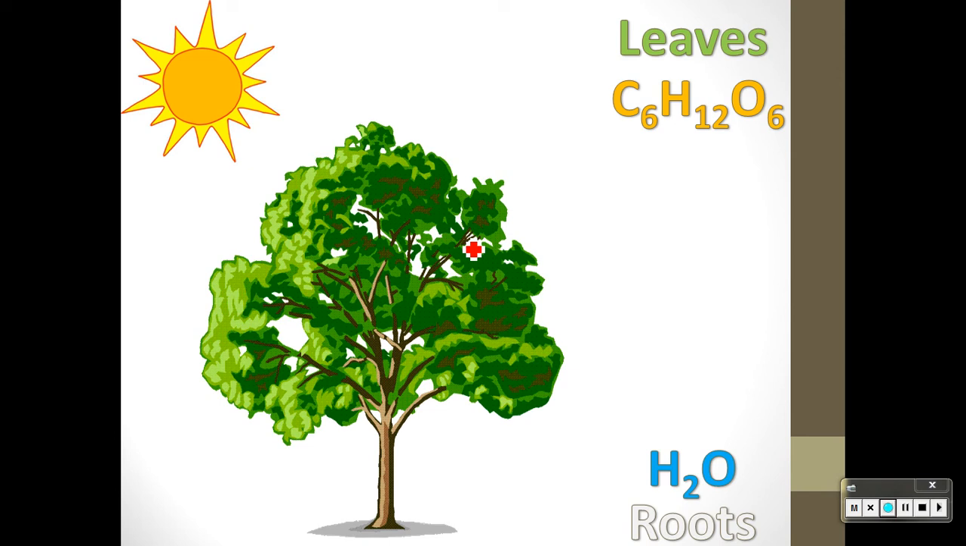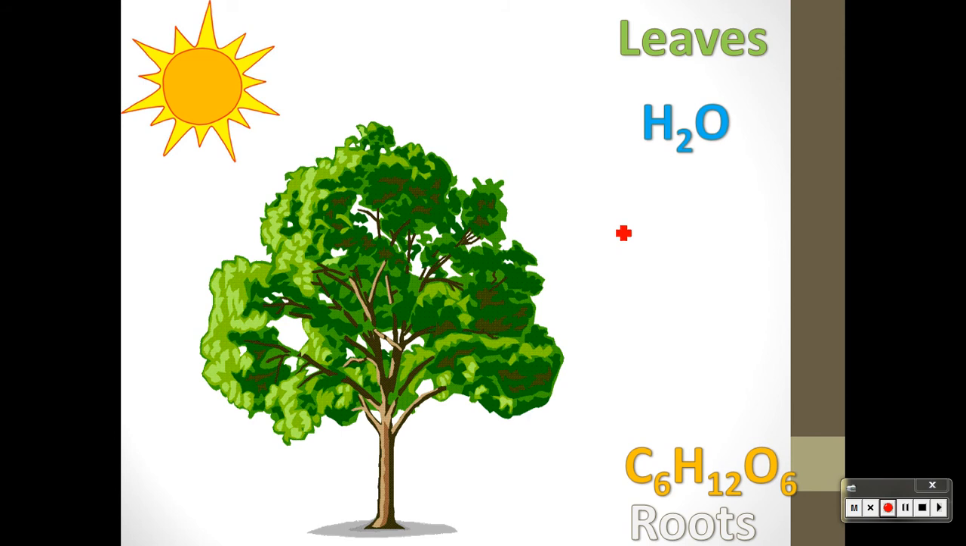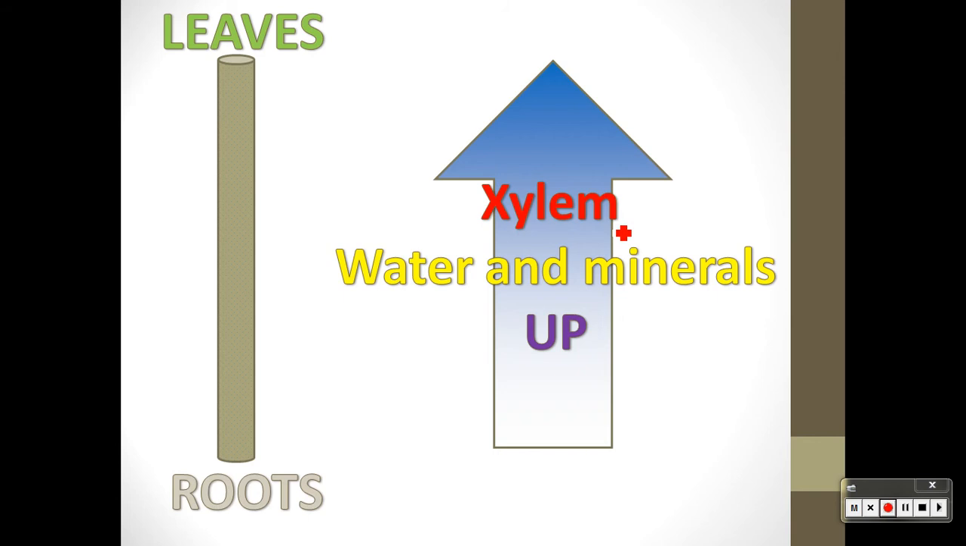Stop saying plants make sugars in their leaves and they absorb water through their roots. So how does the water get from the roots to the leaves? Because leaves need water. And how does the sugar get from the leaves to the roots? Because the roots need sugar for photosynthesis, for respiration. And this happens through xylem and phloem.